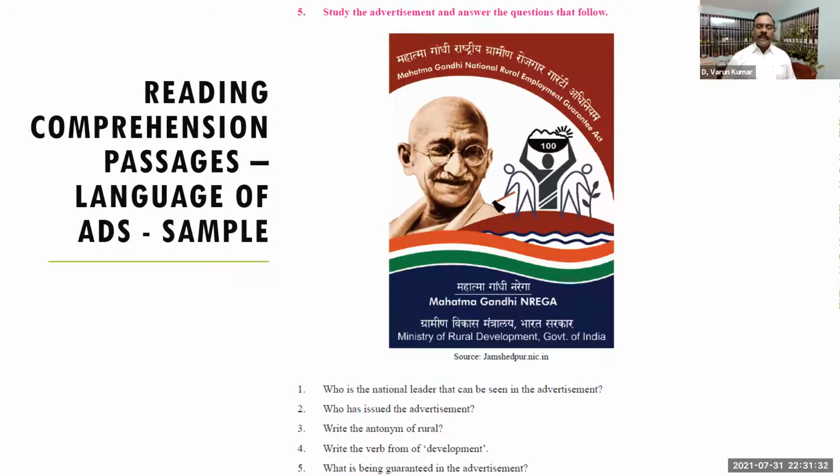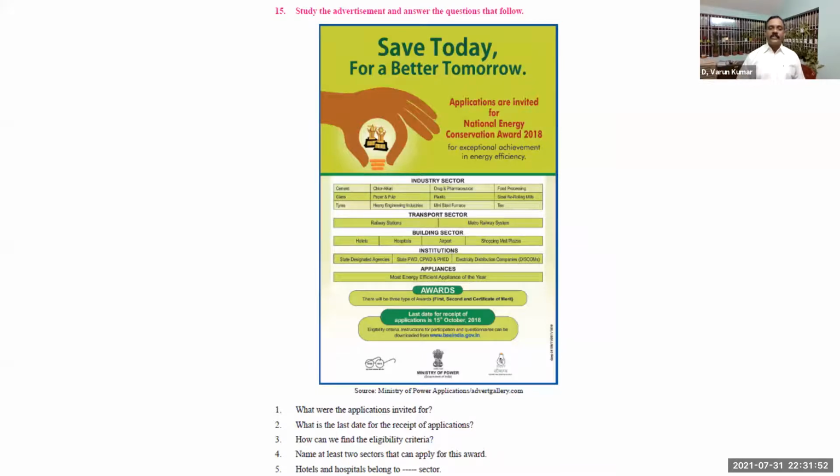So what is being guaranteed? Employment, rural employment. So that is being guaranteed in this advertisement. So how easy it is, you see, my dear children. So you will score 5 out of 5. So you practice a few advertisements given in your textbook. So it will be very easy for you. Next, coming to the next one.